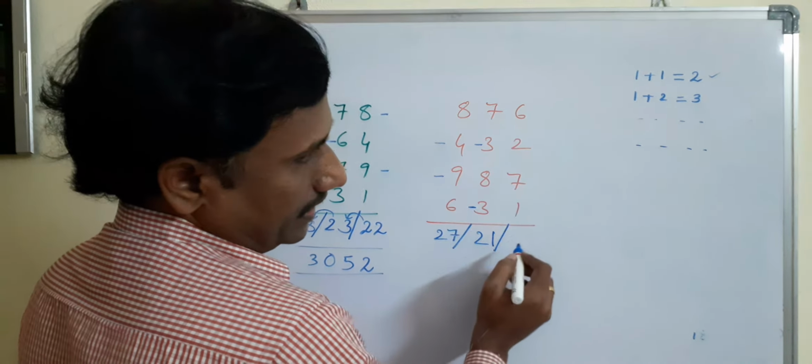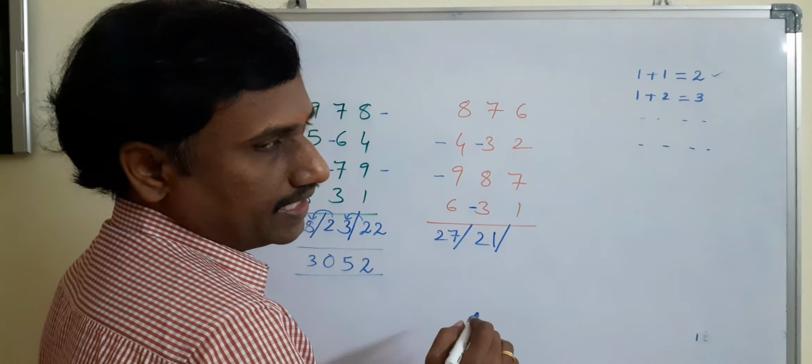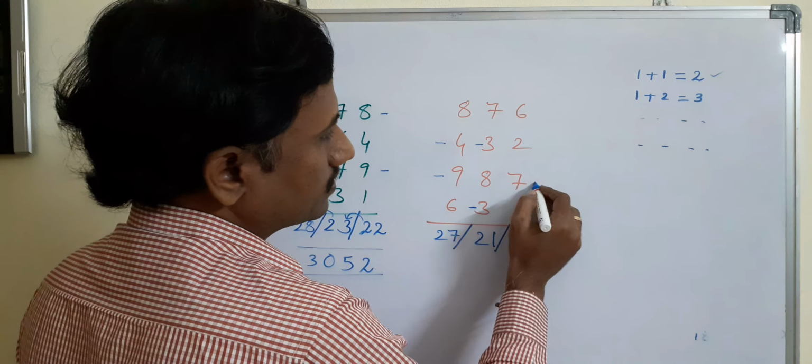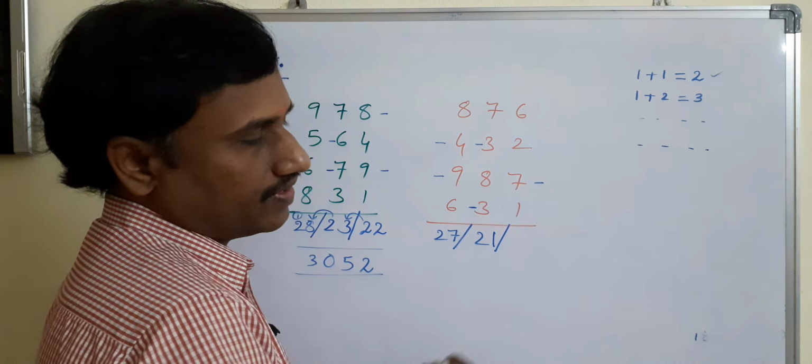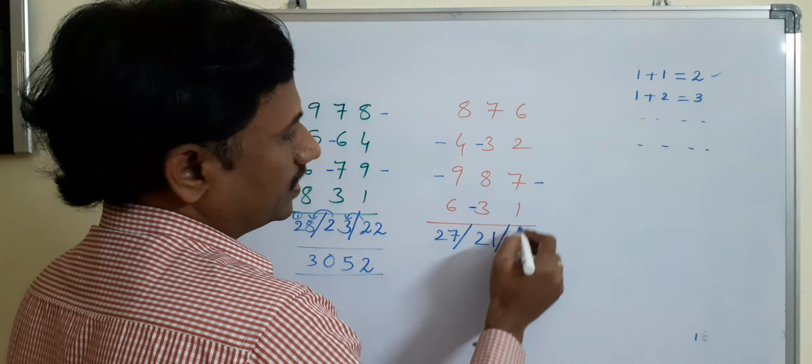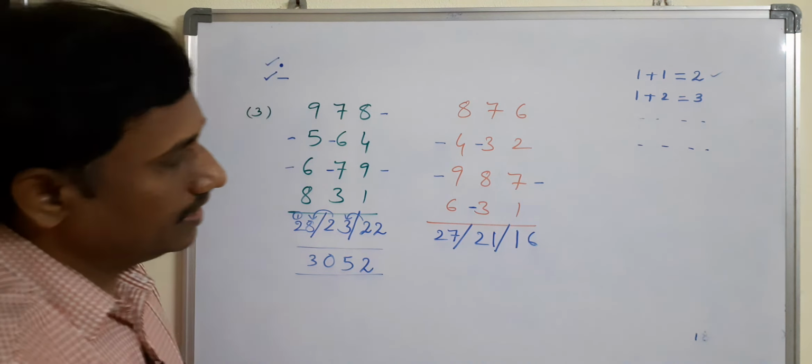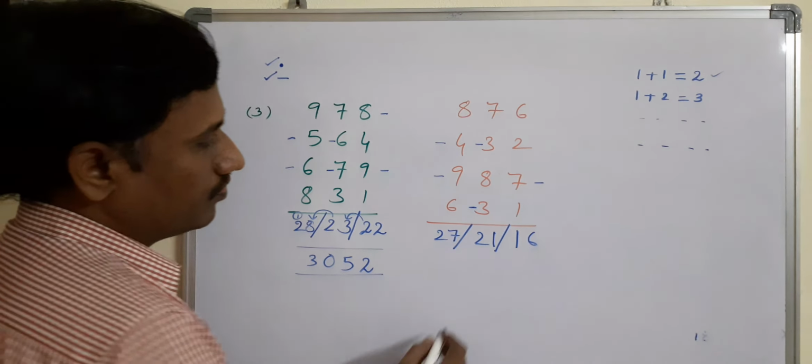6 plus 2, 8. 8 plus 7, 15. 15 means just remember 5 and put a bar. 5 plus 1, 6. Then how many bars? 1. Okay, clear? Now what we have to do, we have to balance.